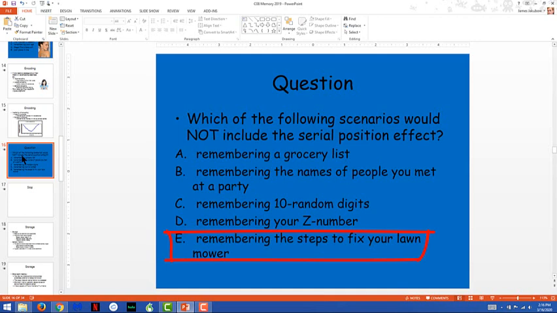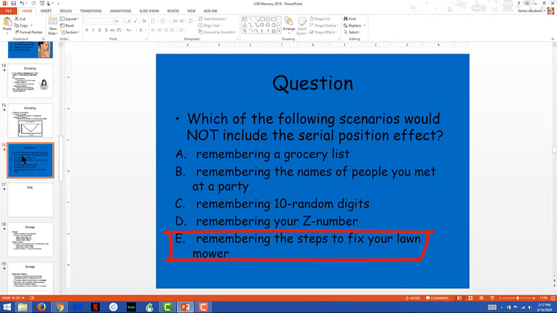All of the other items in some way are going to be relatively random, like a bunch of grocery lists, people you randomly meet at a party, 10 random digits, your Z number, which is essentially going to be a randomly generated set of numbers, of which you have to learn to repeat over and over and over again, like your social security number, until you finally remember it. That involves a lot of rehearsal to establish that long-term memory, because they are just random digits.